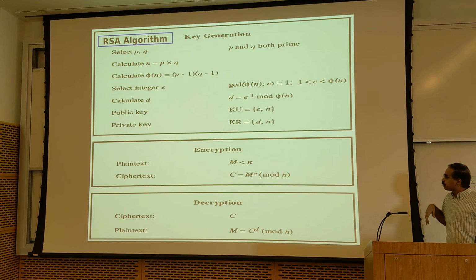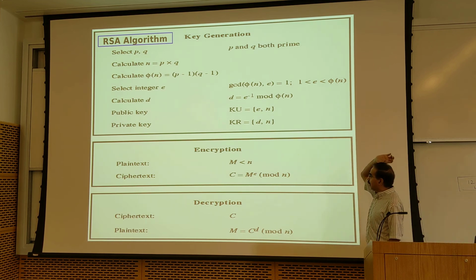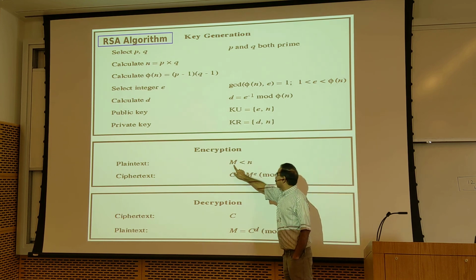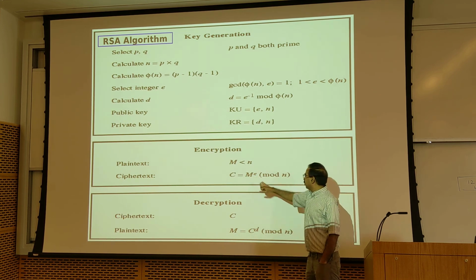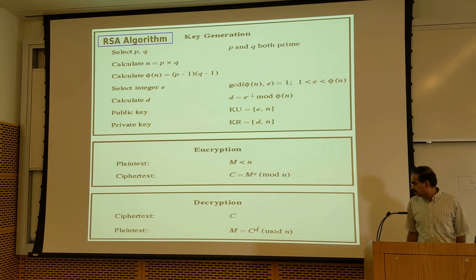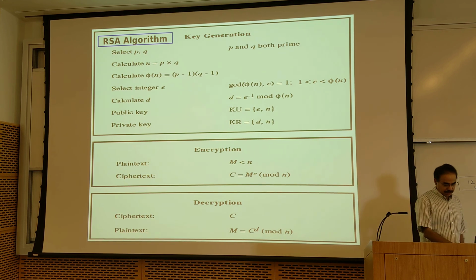So once you have all of this in place, then encryption is done. Given a message m that's less than n, you raise m to the power e, and again c raised to the power d in order to decrypt.